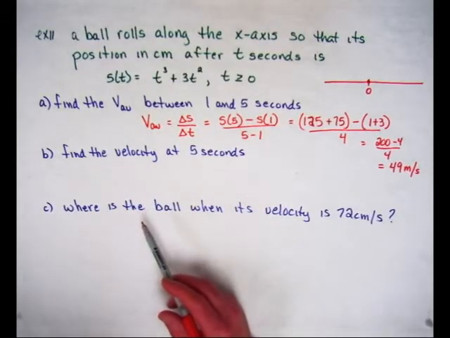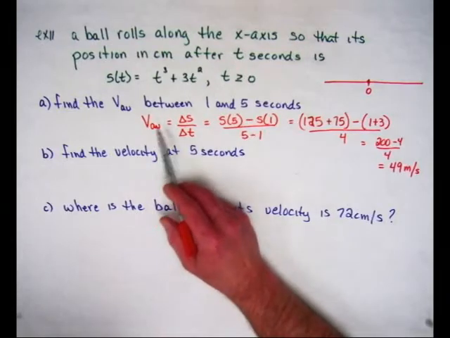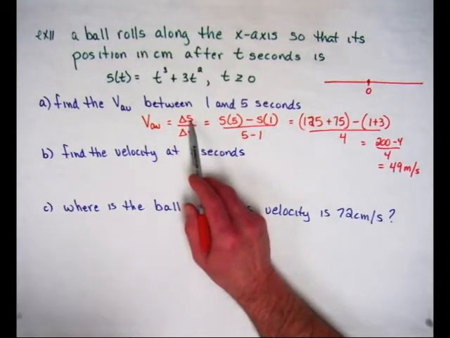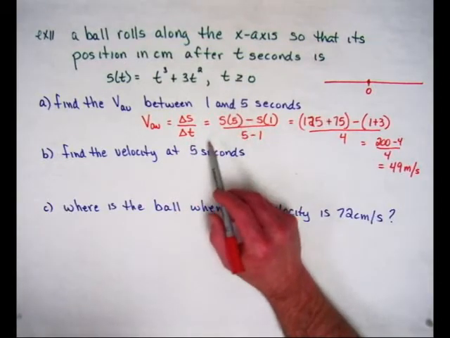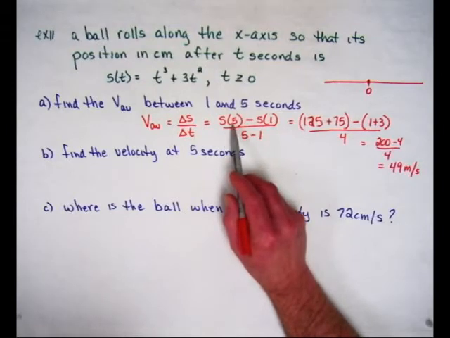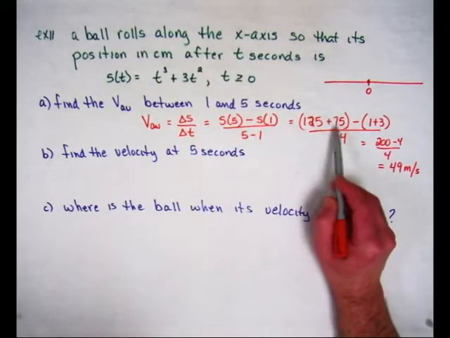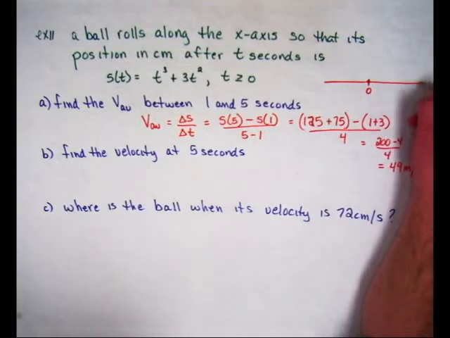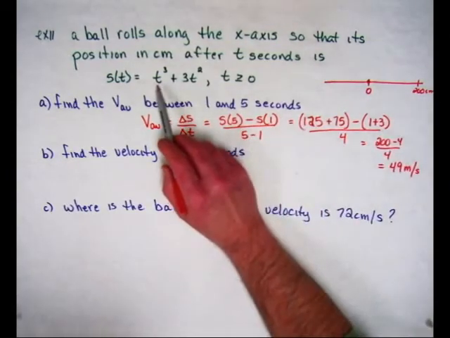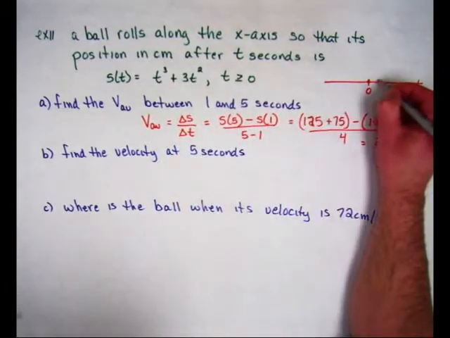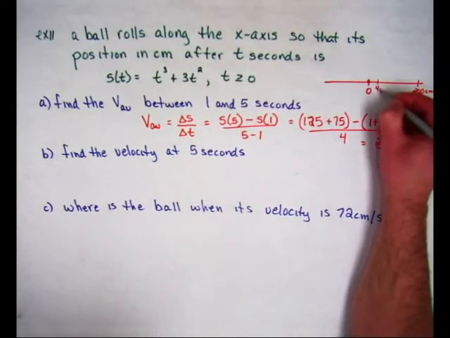Well, average velocity is just a secant slope. So average velocity would just be the change in distance, s, the change in position, divided by the change in time, t. Between 1 and 5 seconds, our position is going to be s at 5. If you plug 5 into this function, we'll get 125 plus 75, which means that the object was located 200 centimeters away from the origin after 5 seconds. So the object is over here somewhere at 200 centimeters at 5 seconds. After 1 second, the object would be simply at 1 plus 3, which is 4. So after 1 second, the object was located right here at 4 centimeters.